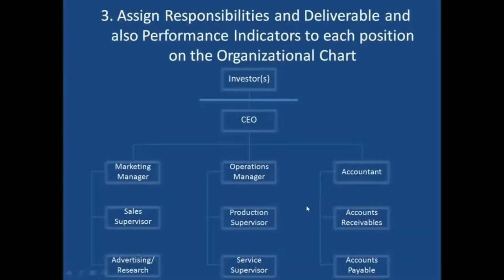And then number three, assign responsibilities and deliverables and also performance indicators to each position on the org chart. Example, there's a marketing manager here. Now, whoever is occupying this position must have responsibilities, things he must be delivering. Put those responsibilities, starting from the most important, list them. Marketing manager position, have responsibility 1, responsibility 2, responsibility 3. List the responsibilities. That is the job roles or job descriptions.